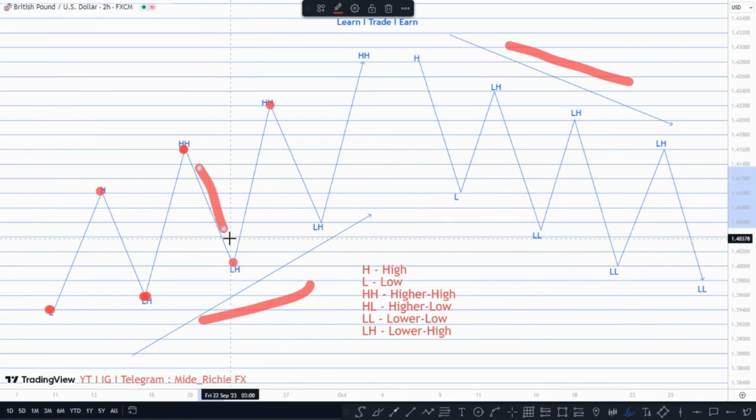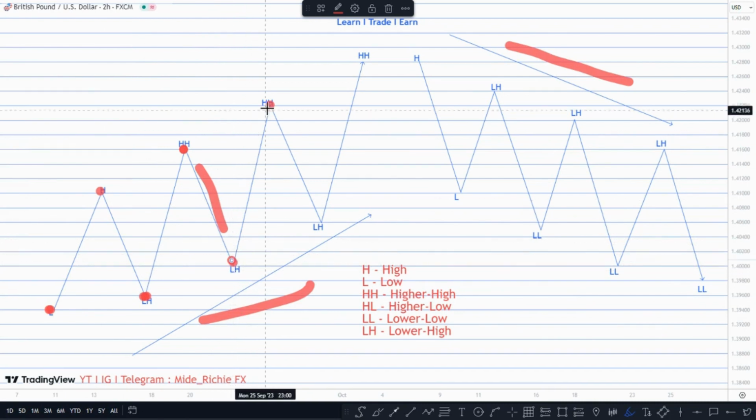We can't really avoid it being a low, but then we need to know that the market is still going higher. So that's why it's still called a lower high, right? A lower high because this is a low and the market is going higher. So that's basically why it's called a lower high. Because this lower high is much higher than this low, it's called a lower high.